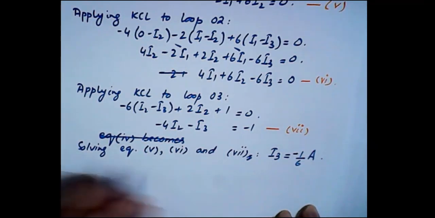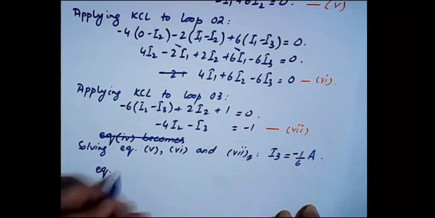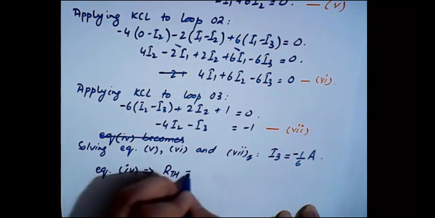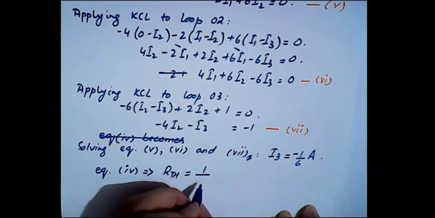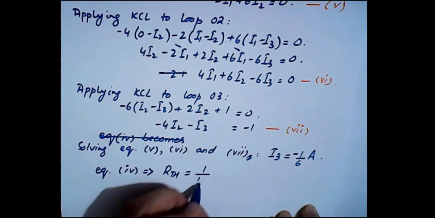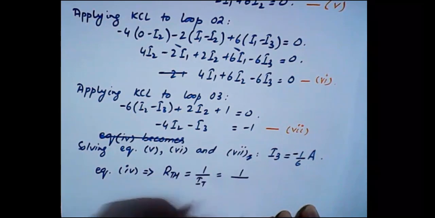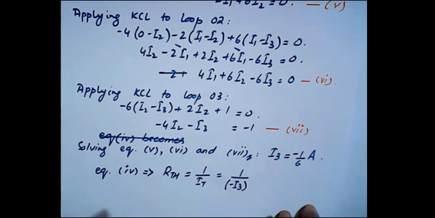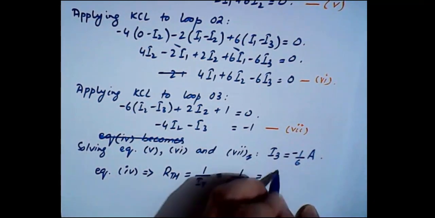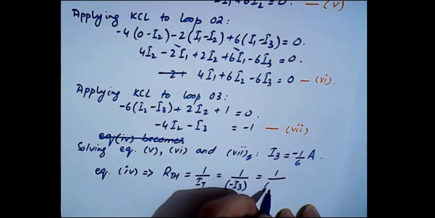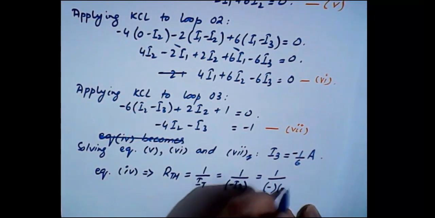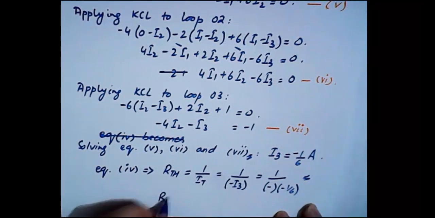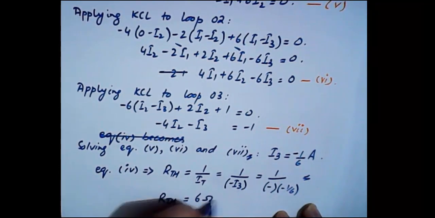So equation 4 will now become R Thevenin is equal to 1/IT, is equal to 1 over minus of I3. Why minus of I3? Because IT and I3 are in opposite direction, so it will become 1 over minus of minus 1/6, so R Thevenin will be equal to 6 ohms, right?